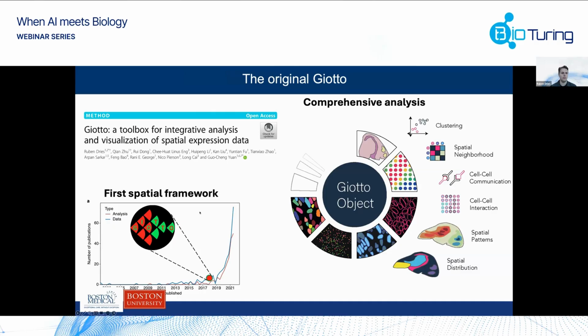And it was really, I think, the first real spatial framework. We developed it in 2018. It was published in 2021 because it took some time. And it wasn't really simple looking back. It was just like, hey, this is single cell data with XY coordinates. I couldn't have been further off the truth. It's a lot more complex than just that. It did have all of these comprehensive analyses.